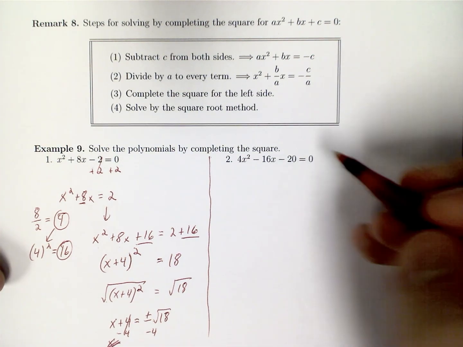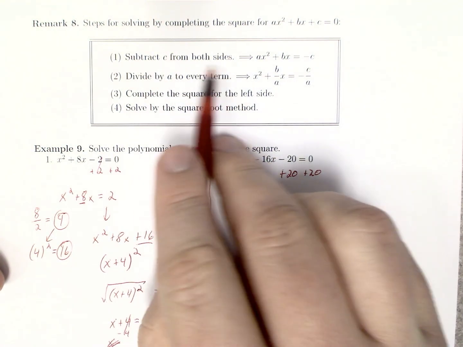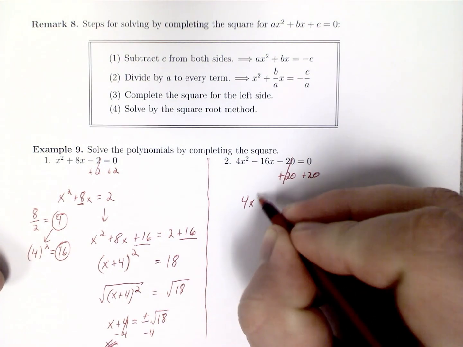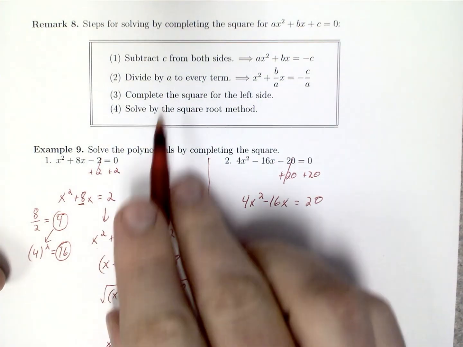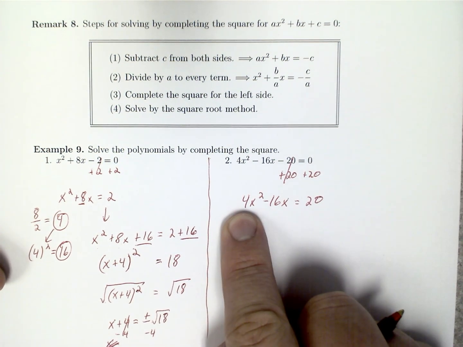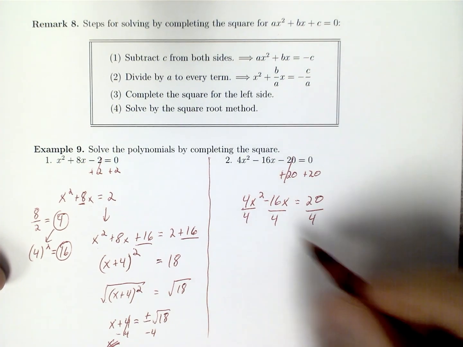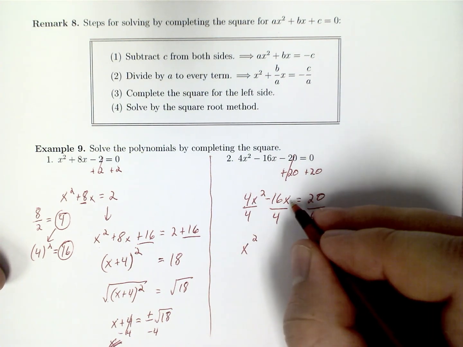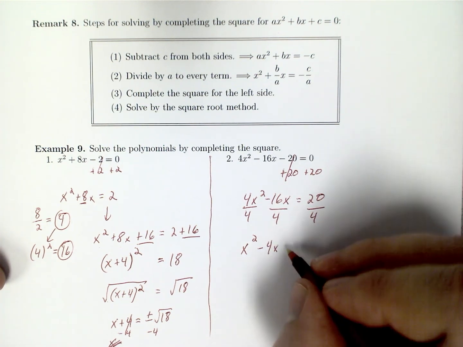So what do we do? Well, we add 20 to both sides. And that's the first thing. It says subtract, but in this case, since it's minus, we add 20 to both sides. So we have 4x squared minus 16x equals 20. What does it say the next step is to do? We divide by a. So what's the a in this case? Is there one? Well, yes, there's a number in front of the x squared, so that's what we divide each one of these terms by. So 4 divided by 4 is just x squared. Negative 16x divided by 4 is negative 4x. Again, mostly just 16 divided by 4. And what is 20 divided by 4? Well, that's 5.